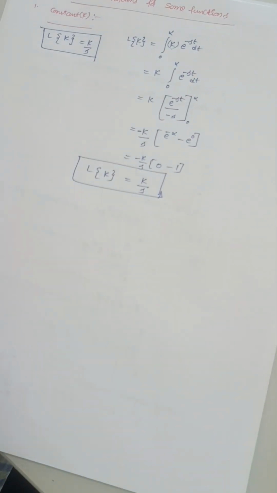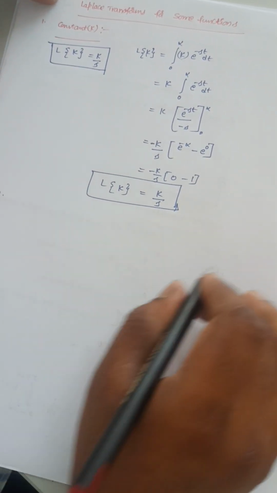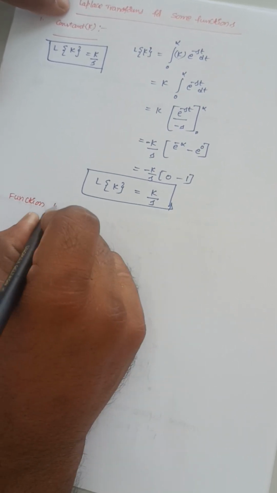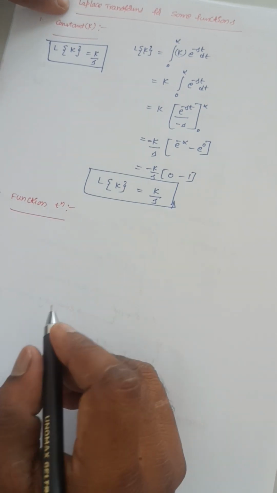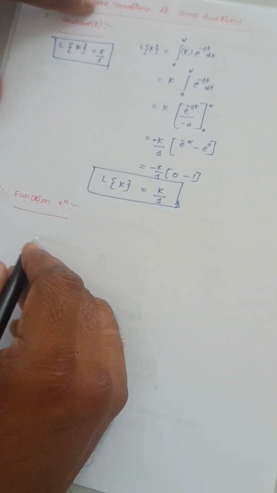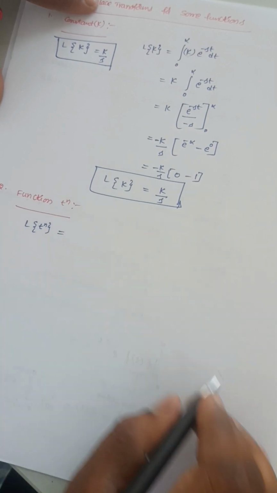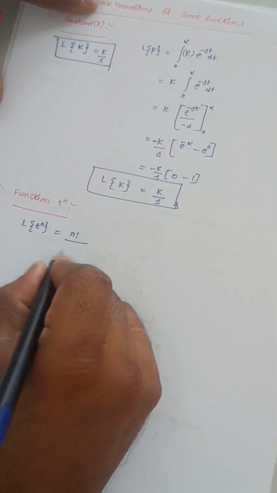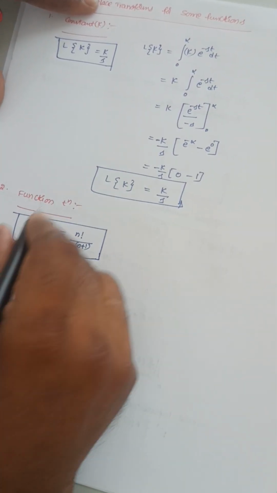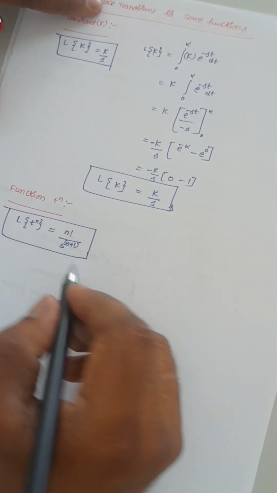Next, another thing here is the Laplace transform for a function t power n. So the Laplace transform of t power n is equal to n factorial divided by s power n plus 1. So this is the formula for the function t power n. Let me derive this equation.